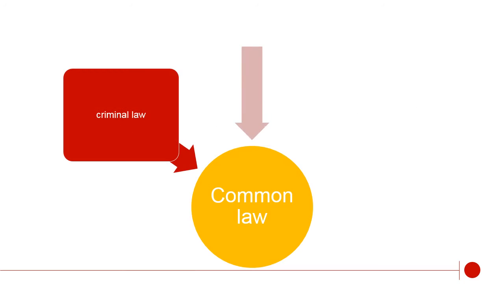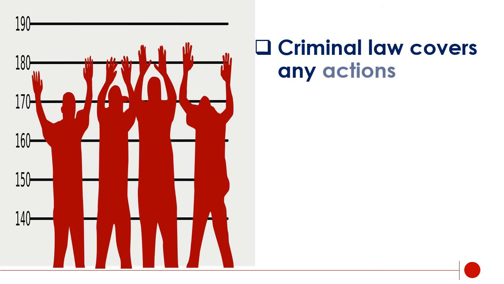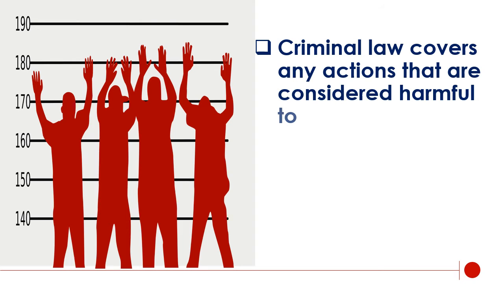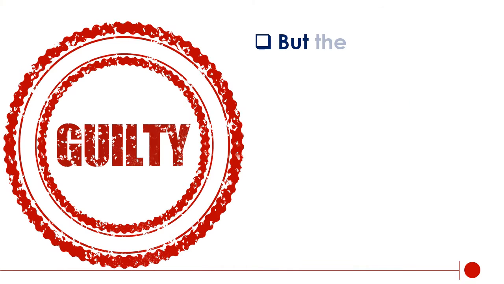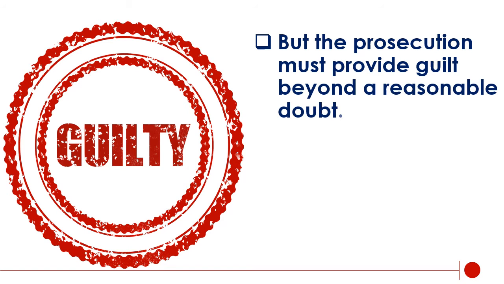Common law is divided into three systems: criminal law, civil/tort law, and administrative/regulatory law. Criminal law covers any actions that are considered harmful to others. It deals with conduct that violates public protection laws. But the prosecution must provide guilt beyond a reasonable doubt.